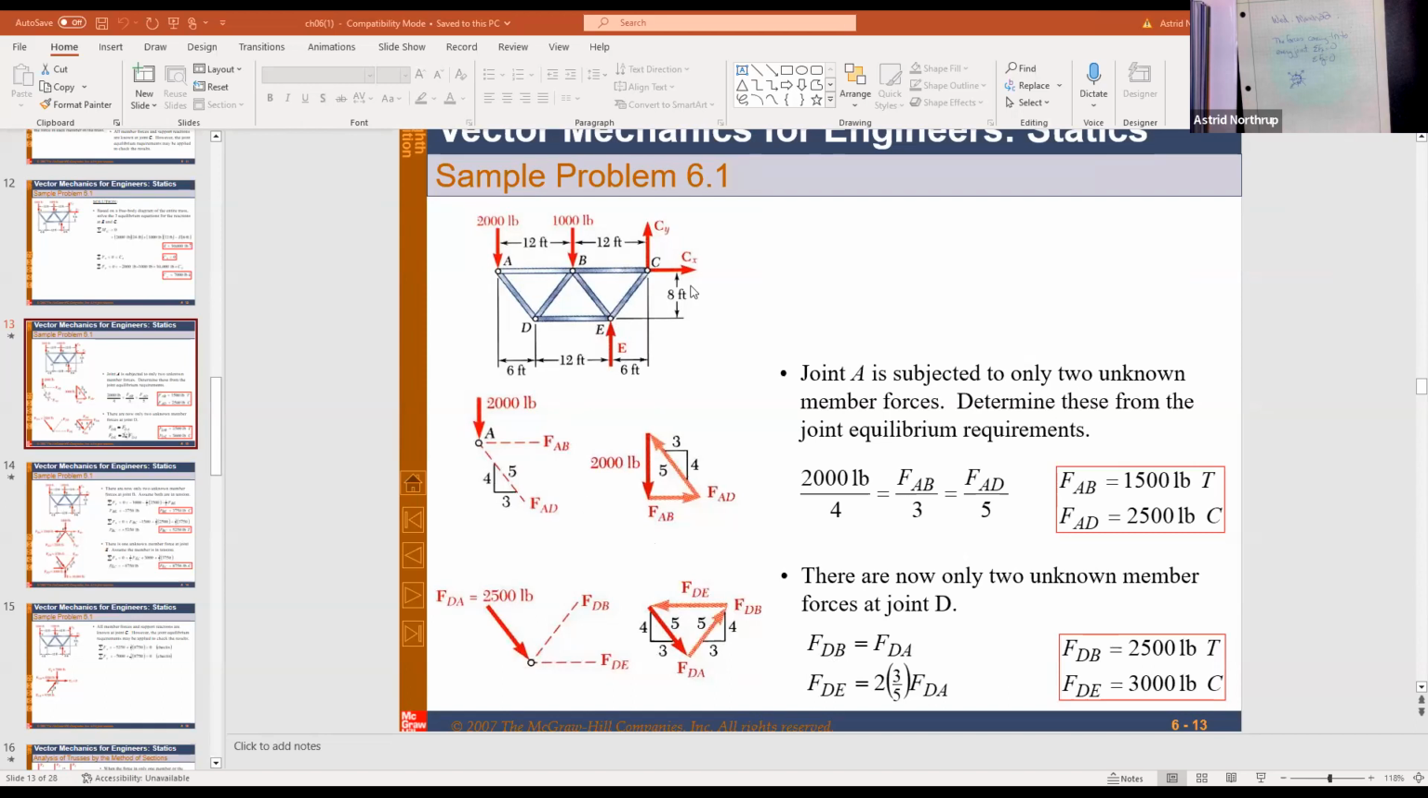But if we wanted to know, for example, let's see, okay, what I have on the board here. If I wanted to know what's going on here at joint C, how can I analyze joint C? Okay, I'm going to just draw this out on this paper, and I'll show it to you here, and then I'll show it to you in a little bit.